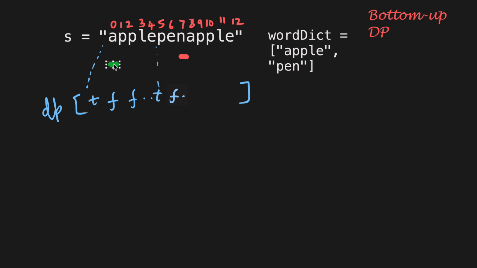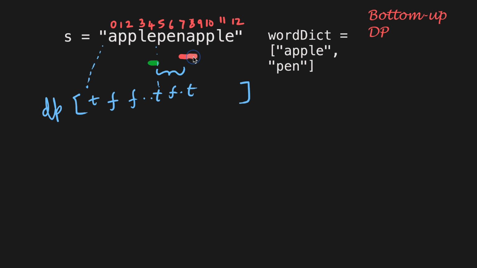And this is how we will continue until j is equal to 5, where we see DP of 5 is true because the substring apple can be segmented. So we will check if the remaining suffix, which is pen, can be segmented or not. And the answer is yes, because the substring pen exists in the dictionary. Hence we will set DP of 8 to true.